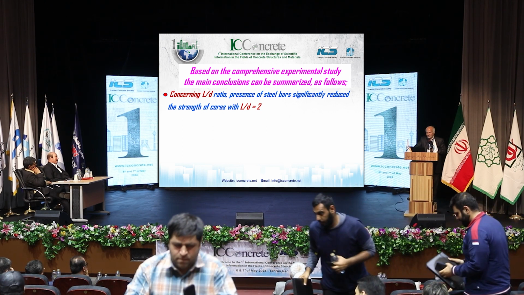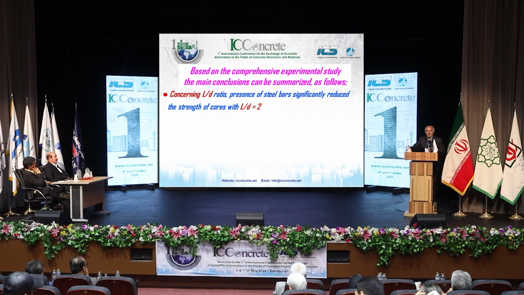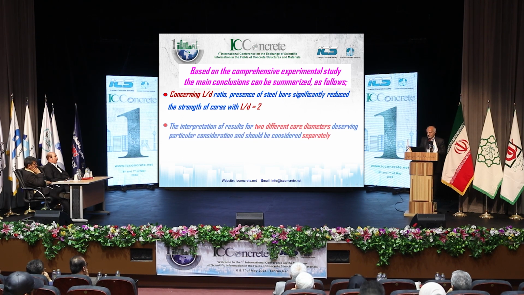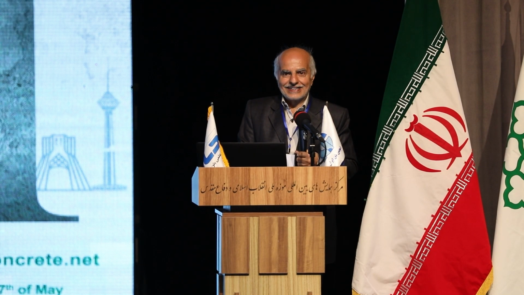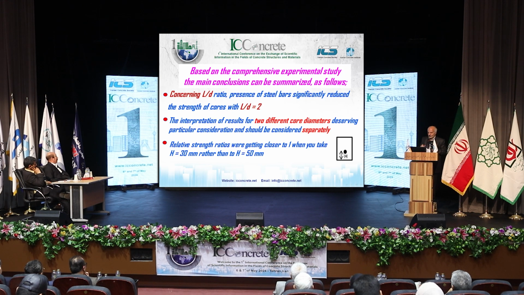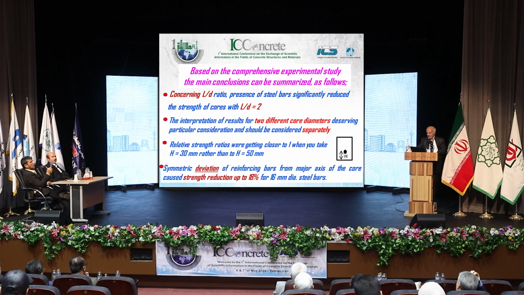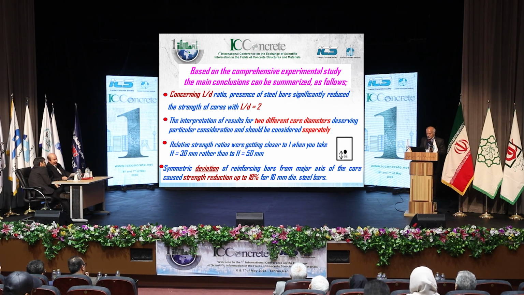Concerning the L over D ratio, the presence of a steel bar significantly reduces the strength of the core with L over D of 2. The interpretation of results for two different core diameters deserves particular consideration and should be treated separately. Relative strength ratios got closer to 1 when you took the distance H around 30 millimeters rather than 50 millimeters. And finally, symmetric deviation of the reinforcing bar from the major axis of the core caused a strength reduction of up to 18% for a steel bar like 16 millimeter diameter.